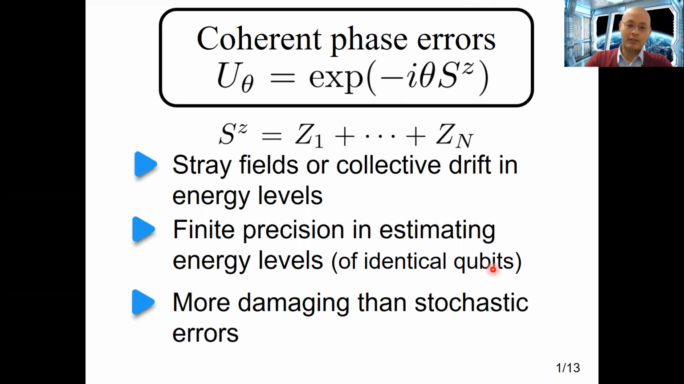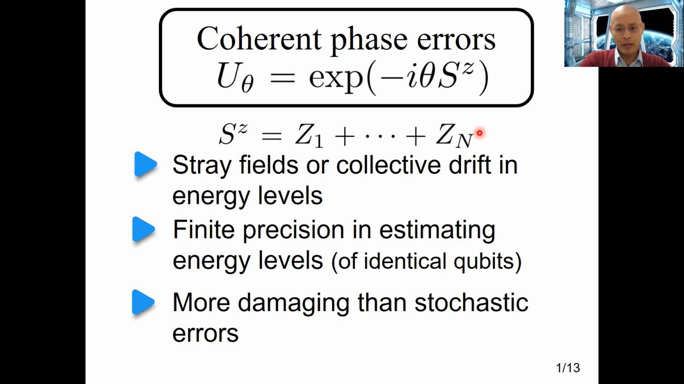And coherent phase errors are unitary matrices that are generated from this matrix over here, which is a sum of Paulis, which are diagonal Paulis that occur on individual qubits. For example, this is a Pauli Z on the first qubit, and it's a Pauli Z on the nth qubit. And these coherent errors can arise from a multitude of reasons. For instance, because of stray fields that interact with your system of identical qubits, or you could have a collective drift in the energy levels of your physical system.